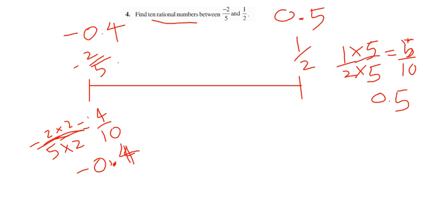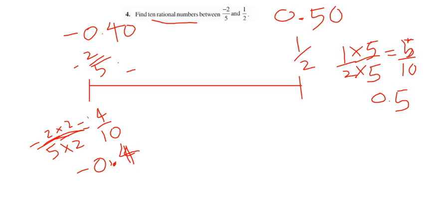You can say this is 0.4. You can add 0 at the end and the value remains the same, right? It's minus 0.40 and plus 0.50. They didn't say equal measurement. So that means we can put any 10 numbers between minus 0.40 and 0.50.